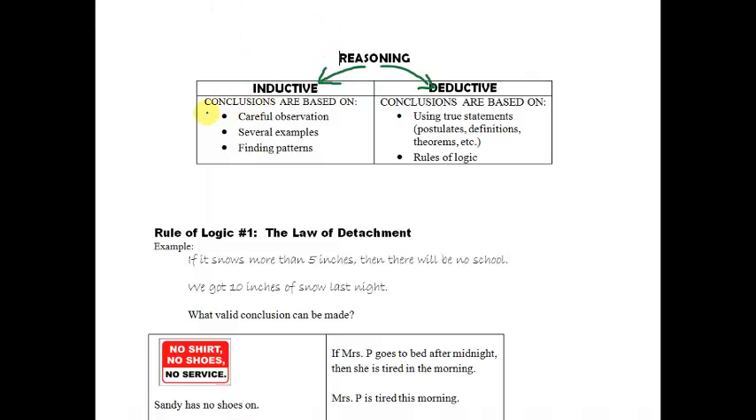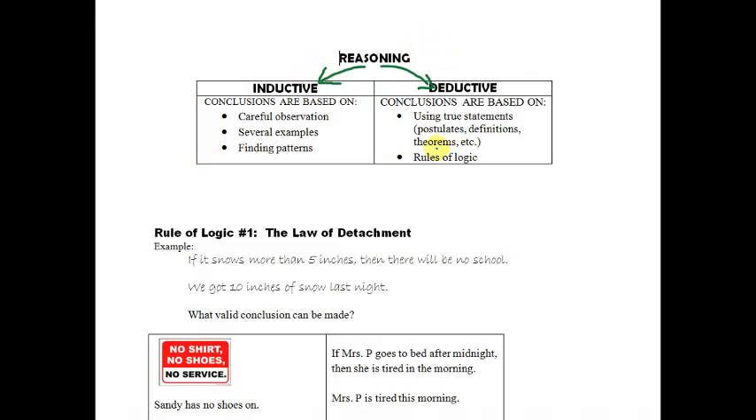Remember that we did our conclusions for inductive reasoning based on making really careful observations and looking for patterns from several examples. And we led to a conjecture of what we thought would be true. Sometimes that conjecture was false, and we had to find a counterexample to show that it was false.